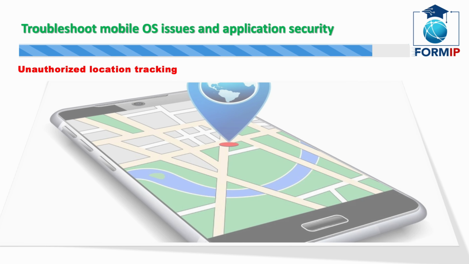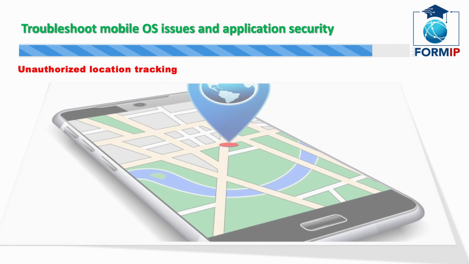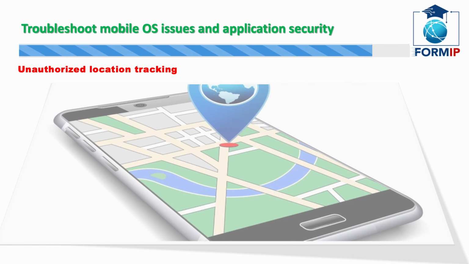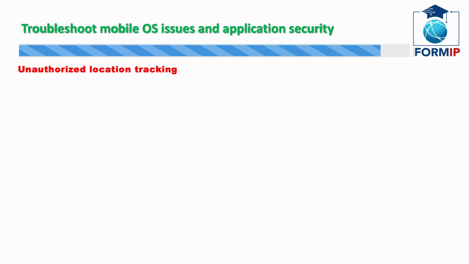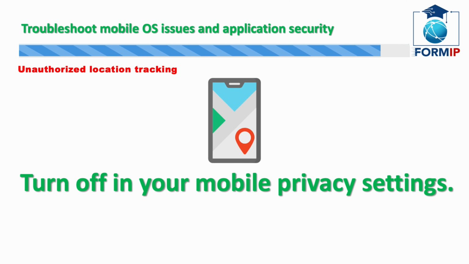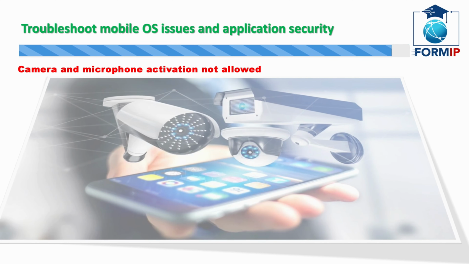Unauthorized location tracking. Now let's talk about your mobile device's GPS, which is able to determine your exact location to within a few meters. To prevent other apps from using your GPS, you can simply disable it in your phone's privacy settings. Unauthorized activation of camera and microphone.